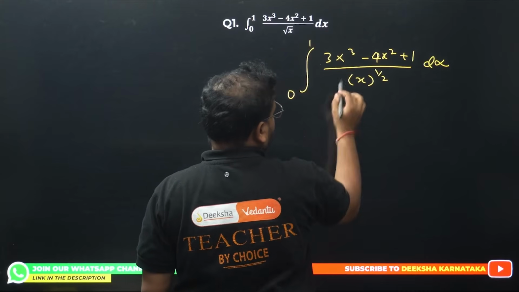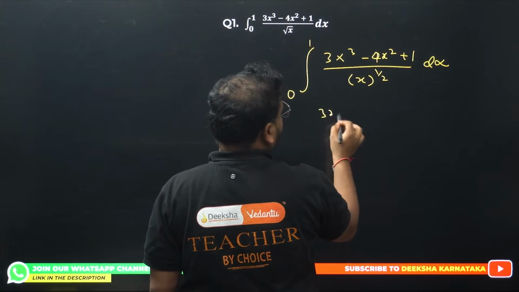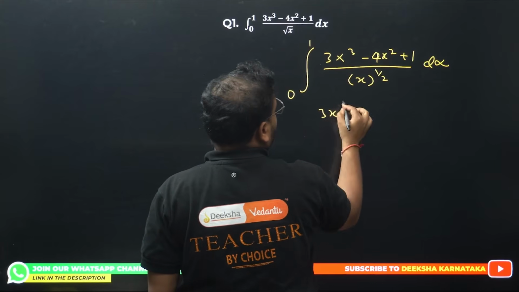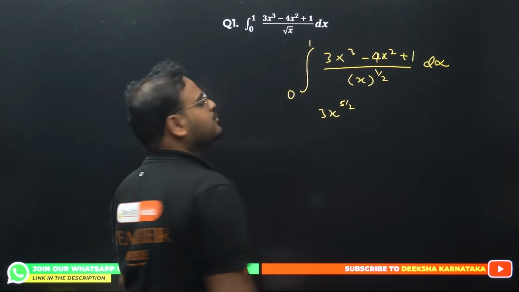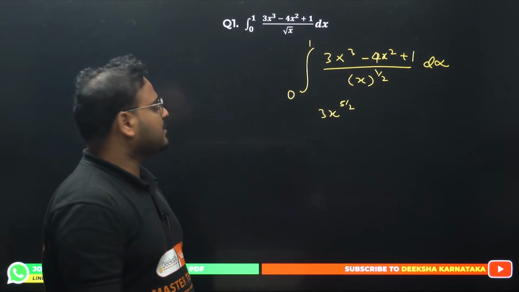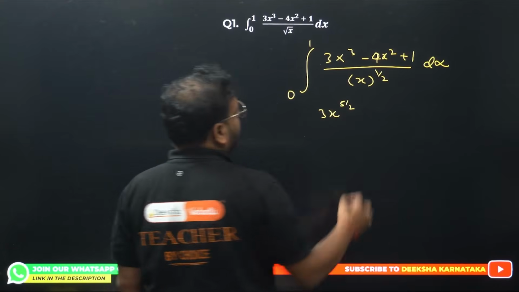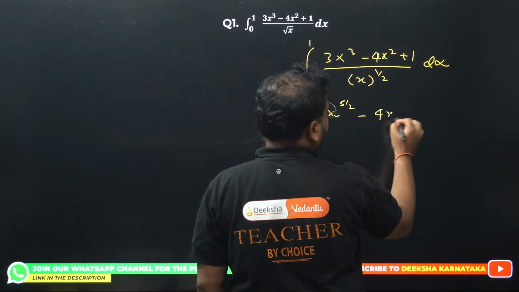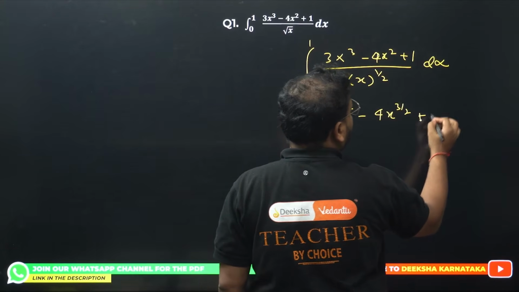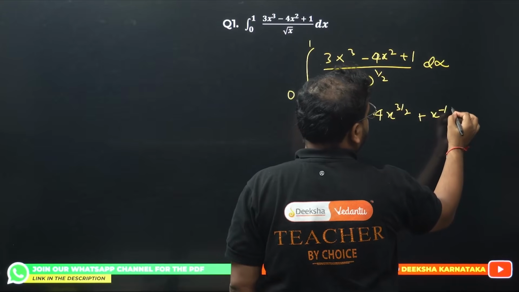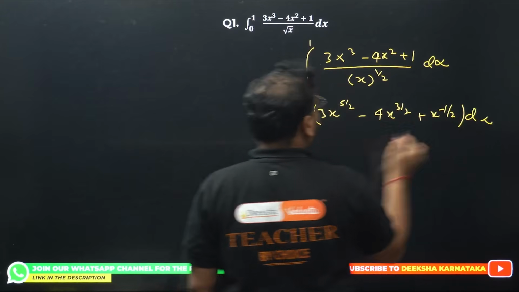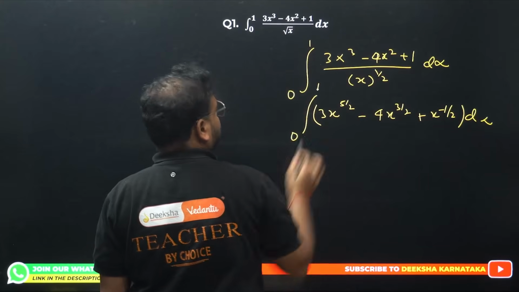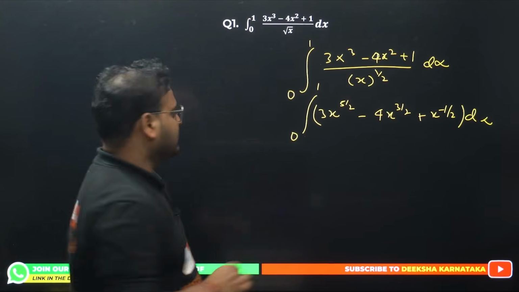So check this out. This will become 3x power 3 minus 1 by 2, so it will become 5 by 2. Correct? 3 is going to be 6, 6 by 2 minus 1 by 2 is 5 by 2. Then minus 4 times x power 3 by 2, plus x power minus 1 by 2. That's the whole term, from 0 to 1.